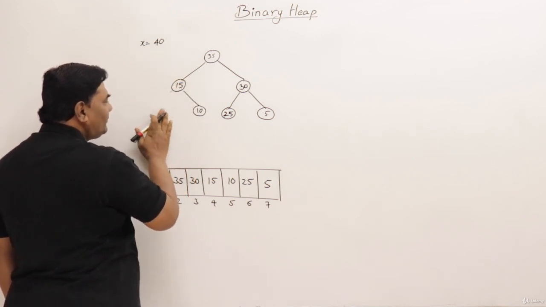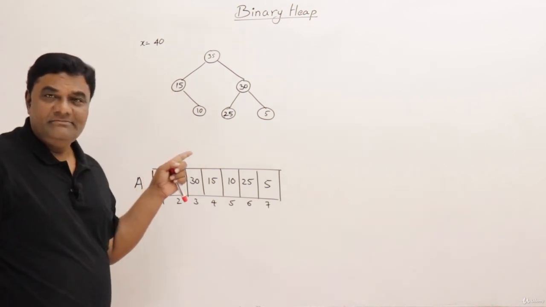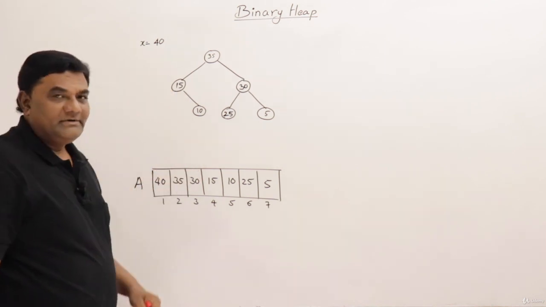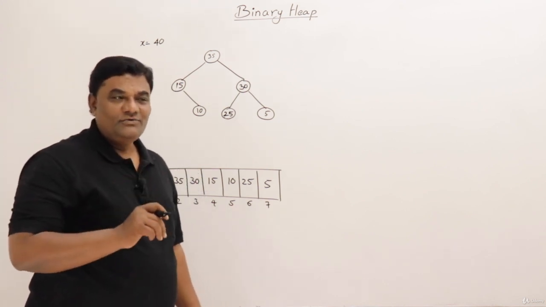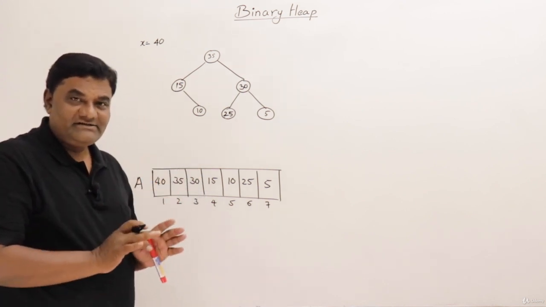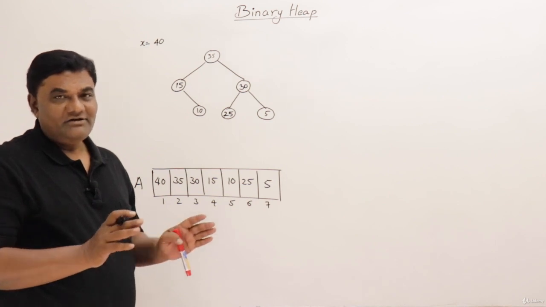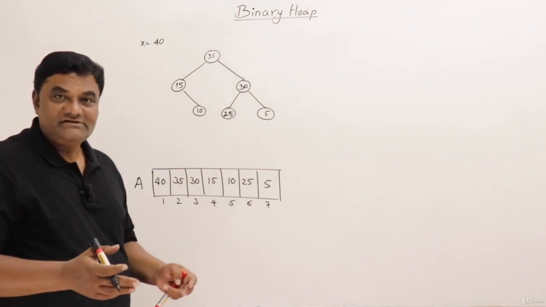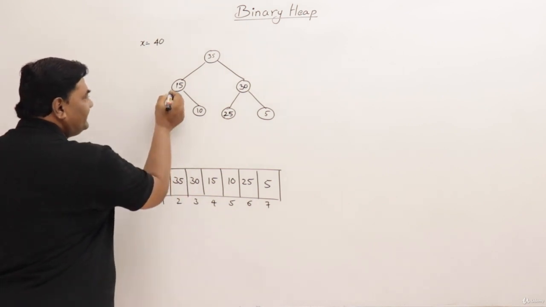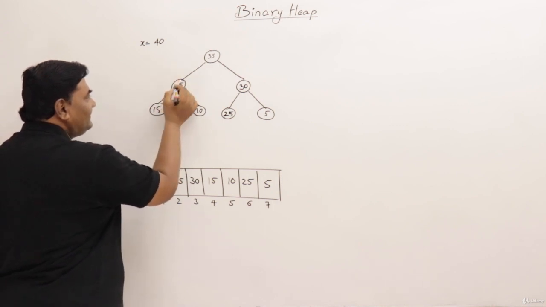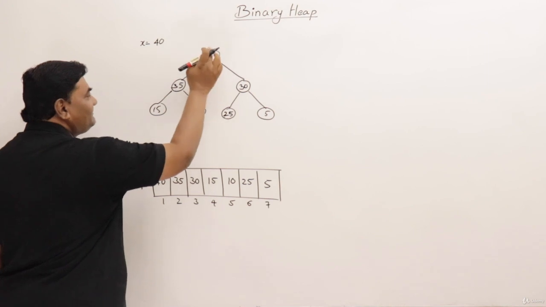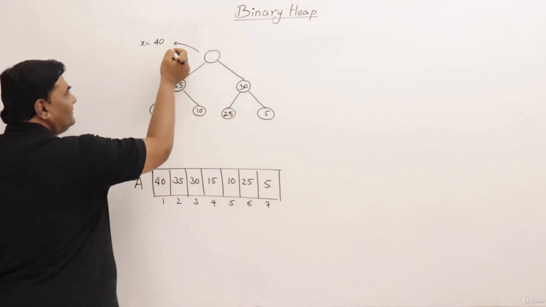Then see the problem. Is it a heap? It is not a complete binary tree. If you adjust the elements like this, it will not be a complete binary tree. Then what is the solution? Look at this once again. I'll put back the elements, 15 as it is, 35 as it is. This place is vacant, 40 is gone.